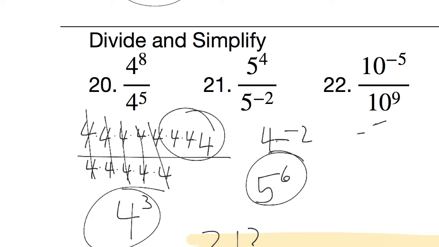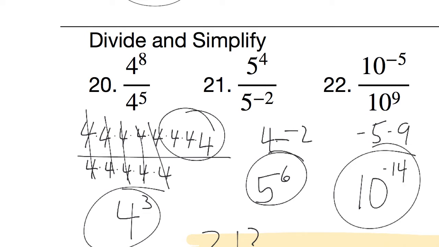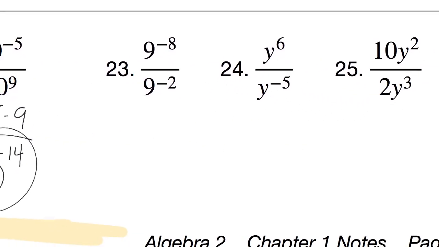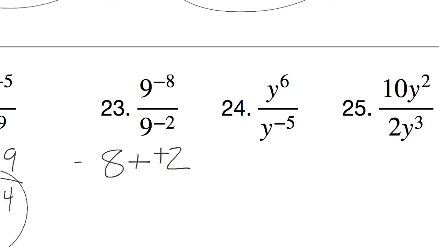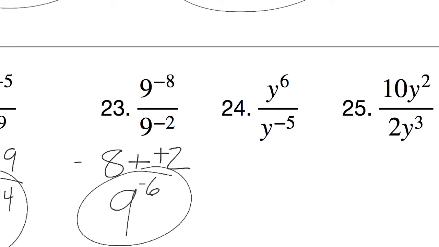Subtract. Negative 5 minus 9 is negative 14. This is going to be 10 to the negative 14. Negative 8 minus negative 2. Remember, minus a negative is the same thing as adding the positive 2. So you get 9 to the negative 6. 6 minus negative 5 is the same thing as 6 plus 5, which is y to the 11th.